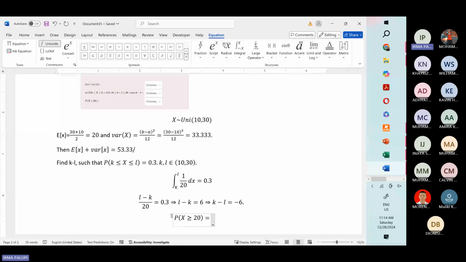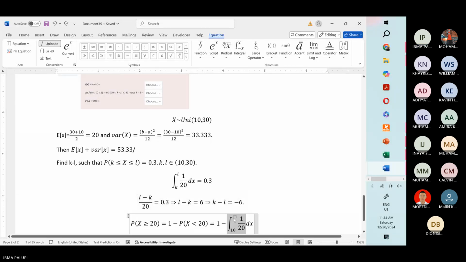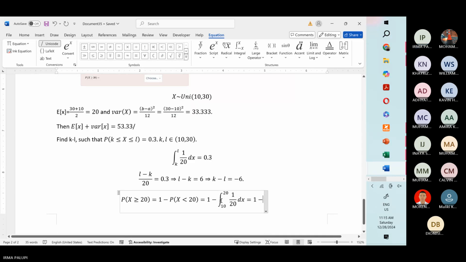P(X greater than 20) is just 1 minus 3x, since it's uniform, so it's continuous, right? So this one is 1 minus the integral. Okay, this one is less than 20. So the non-zero here is between 10 to... 1 minus. This is constant, right? So this is the remainder of the above boundary and low bound, right?